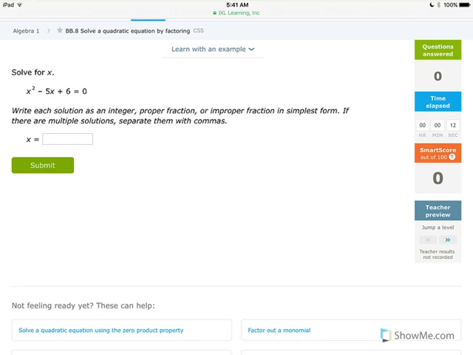We have our quadratic. It's in standard form. Notice it's already set equal to 0 for you. If you ever come across a situation where it's not set equal to 0, you need to make sure you do that first and rearrange your equation so it's set equal to 0. But in this case it already is. So we have x squared minus 5x plus 6 is equal to 0.